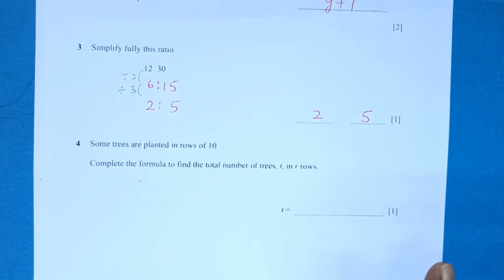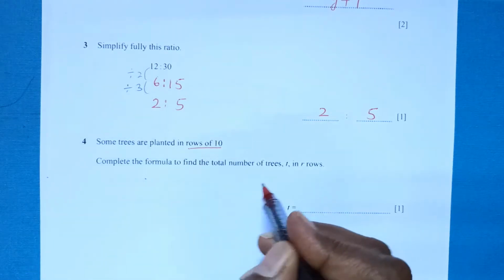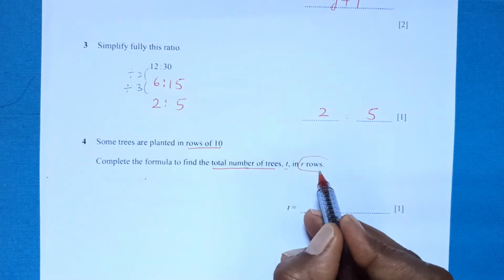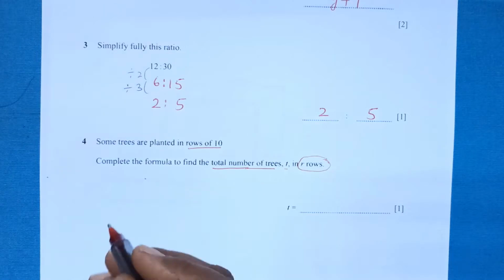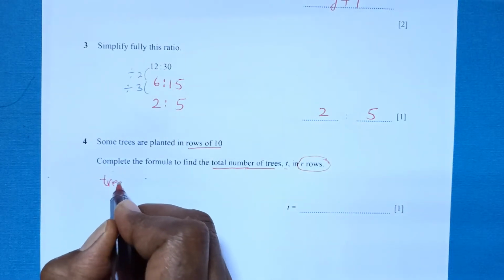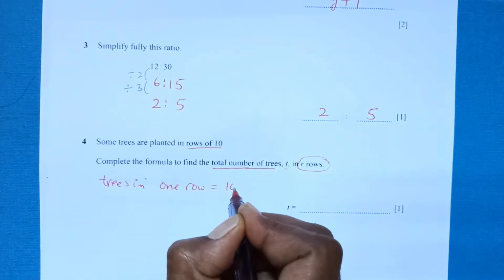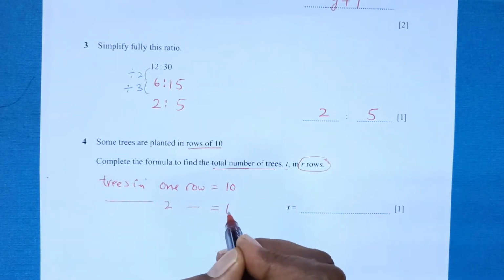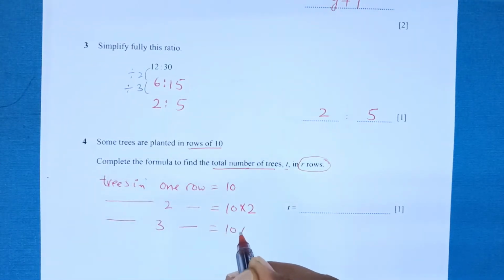Now question number 4. Some trees are planted in rows of 10. Complete the formula to find the total number of trees T in R rows. We need to formulate a formula. T equals what? So now let me generalize this. We are given that trees in one row equal 10. Trees in 2 rows will be 10 times 2, that means 20 trees. Trees in 3 rows will be 10 times 3.